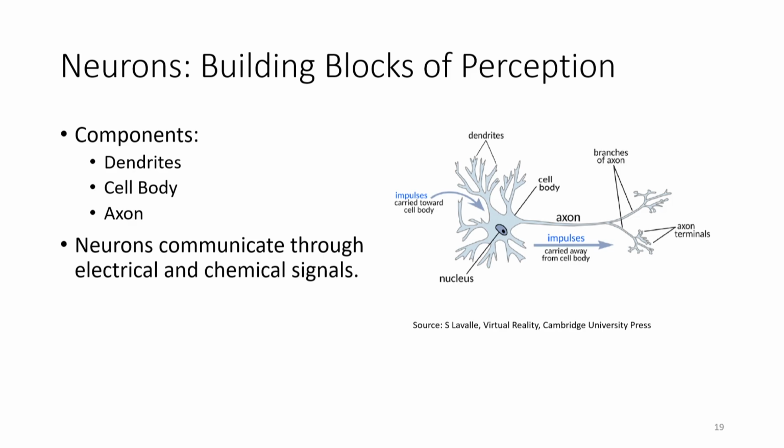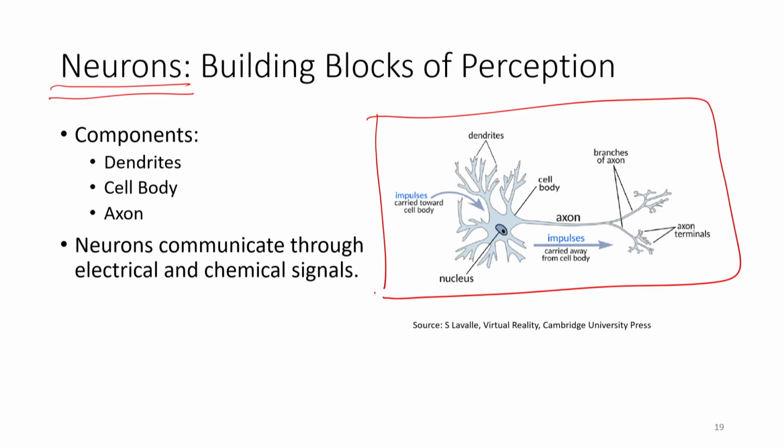Looking at it more closely, the building blocks of perception are what are known as neurons. Many of you may have come across the term neurons if you have studied biology in your 11th and 12th grades. So, here is the structure of how a neuron looks like. Its components are dendrites, a cell body and an axon.